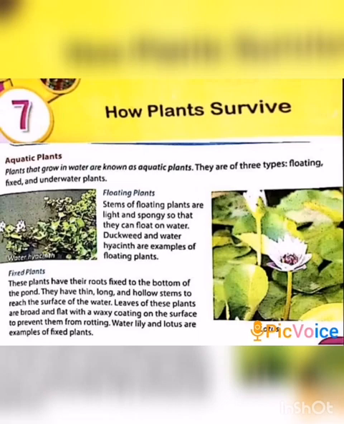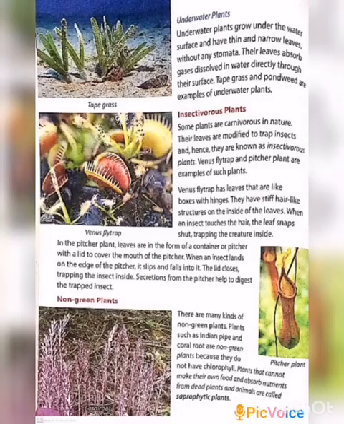Next, fixed plants. Some plants have roots that are fixed in the mud at the bottom of the pond. They are called fixed plants. Example, lotus and water lily.